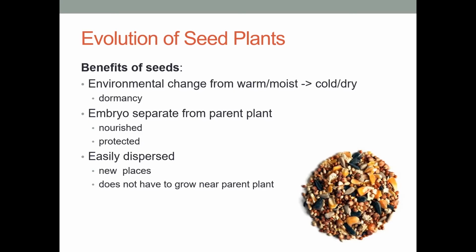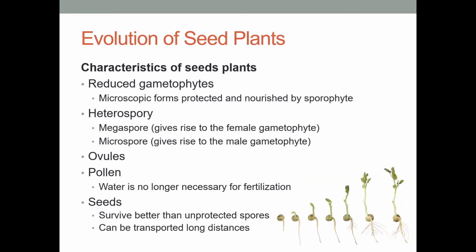And usually there's enough energy stored in the seed to allow the plant to start growing wherever it lands until it can eventually obtain nutrients for itself with a root system and a shoot system. On top of that, seeds are also very easily dispersed. They can be eaten and carried away, or they can be flung off into the environment. But this allows the offspring plant to grow separate from the parent plant, so there's no competition between parent and offspring.